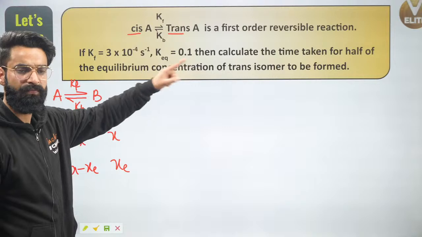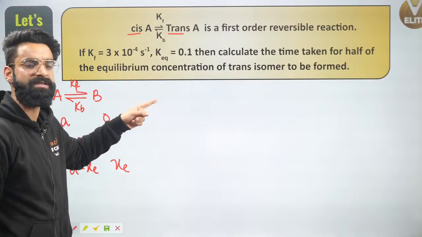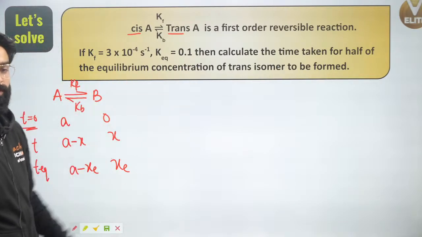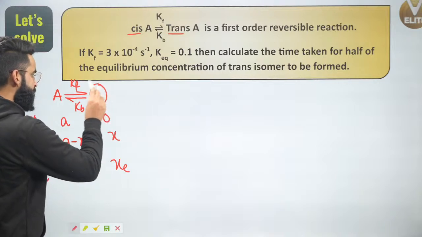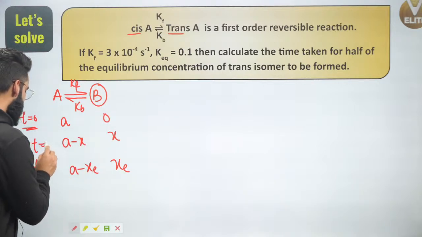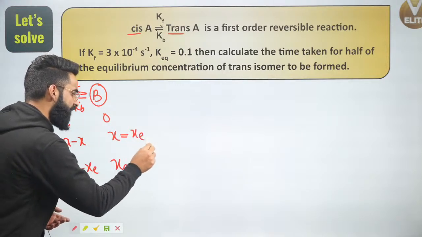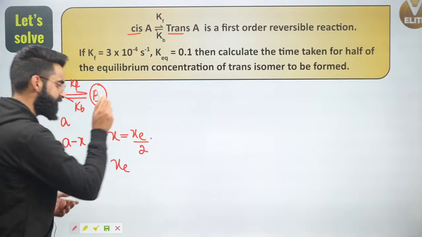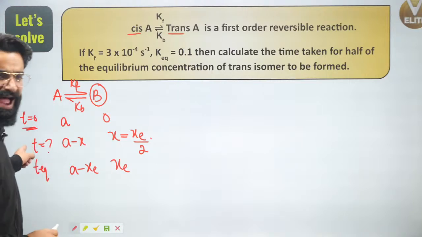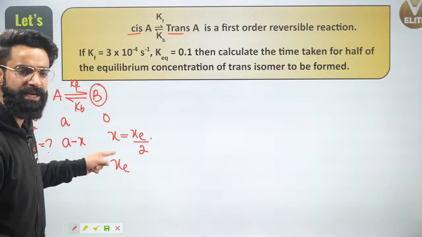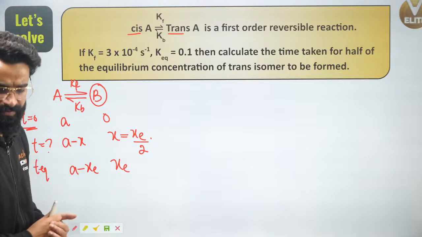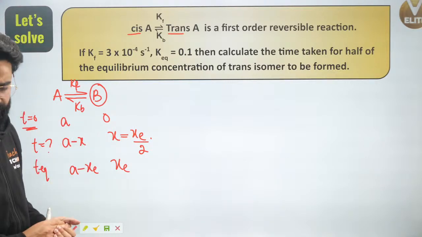Calculate the time taken for half of the equilibrium concentration of trans isomer to be formed. This is my trans isomer, right? We need to check at what time the concentration of product is going to be exactly half of the equilibrium concentration. That's something which I need to check. At what time the concentration of product is going to be half of the equilibrium concentration. This is what I'm supposed to check right here.